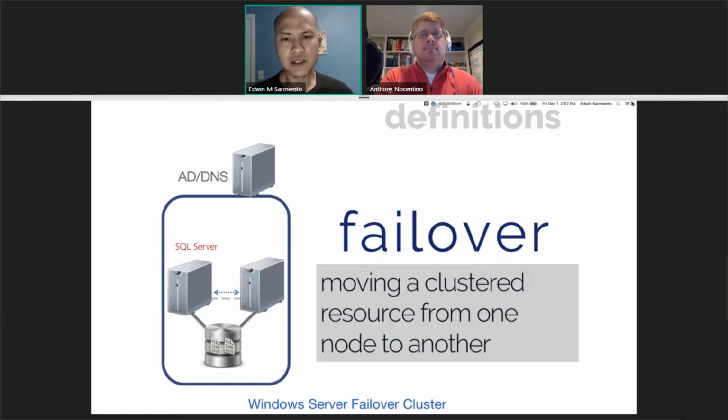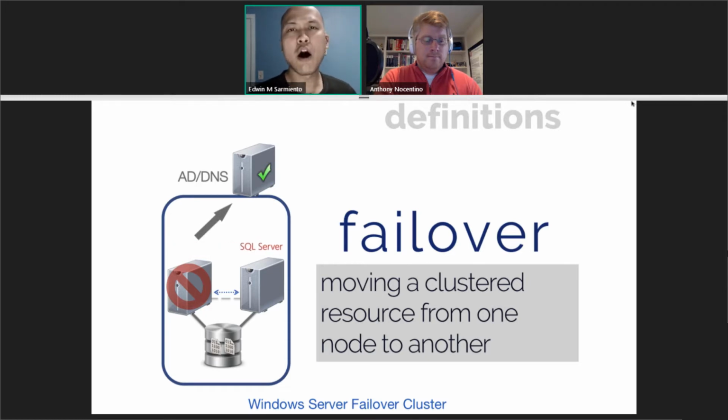I mentioned the term failover, and failover is simply moving a clustered resource from one node to another. We've highlighted this earlier by showing an example where the server might go offline, maybe because of power failure, and the failover is the cluster automatically moving the workload from the failed node to any of the nodes available.